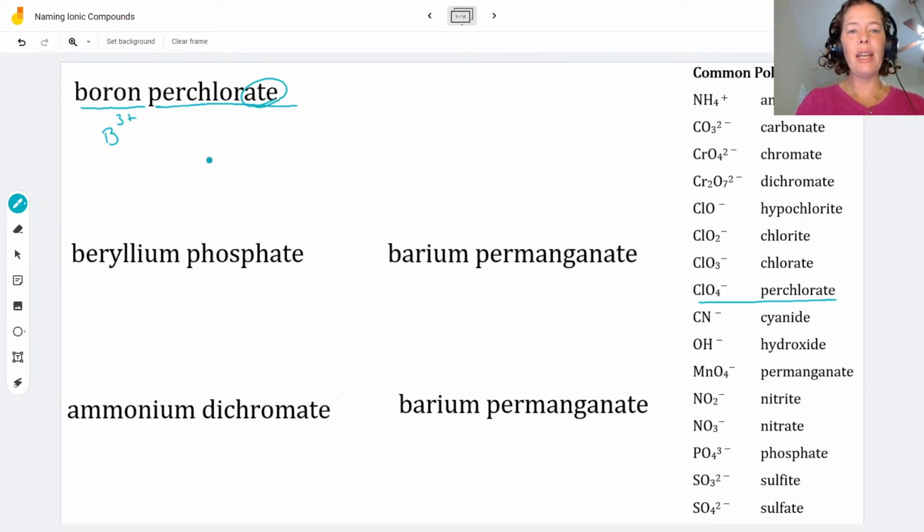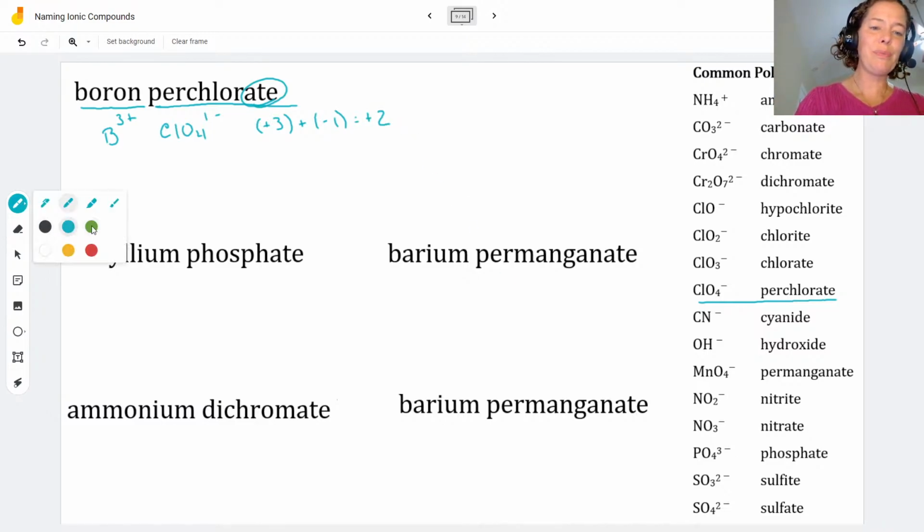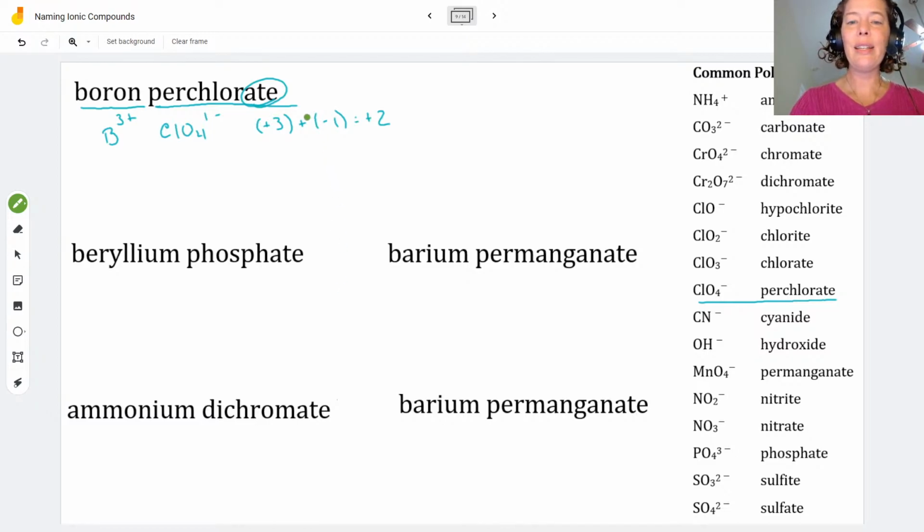It's right there. So that's ClO4 with a charge of -1. Do we have a neutral compound? No, we don't have a neutral compound, but we'll write it down anyway. Plus a -1. This is going to give us a +2. So obviously we need a little bit more negative charge. We need some more anions. So if we put a 3 in front of here, now we've got a neutral compound.